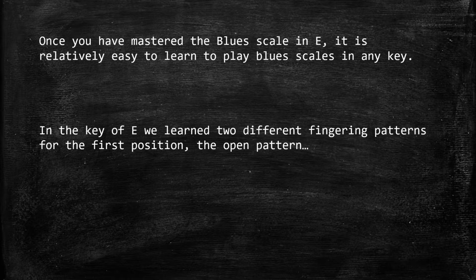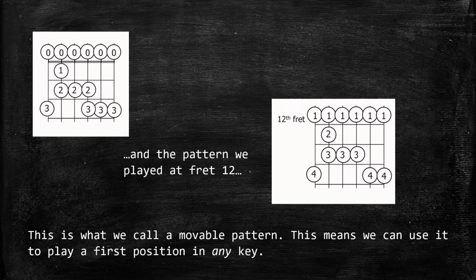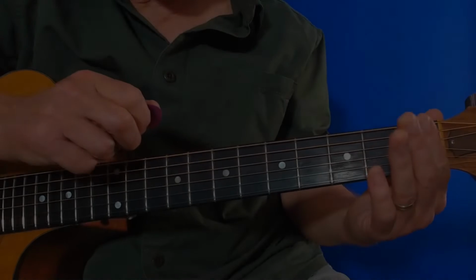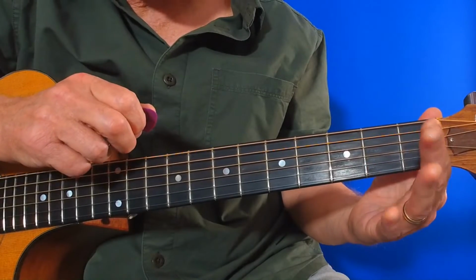In the key of E, we learned two different fingering patterns for the first position. The open pattern and the pattern we played at fret 12. This is what we call a movable pattern. This means we can use it to play a first position in any key. The first position always starts on the key note.